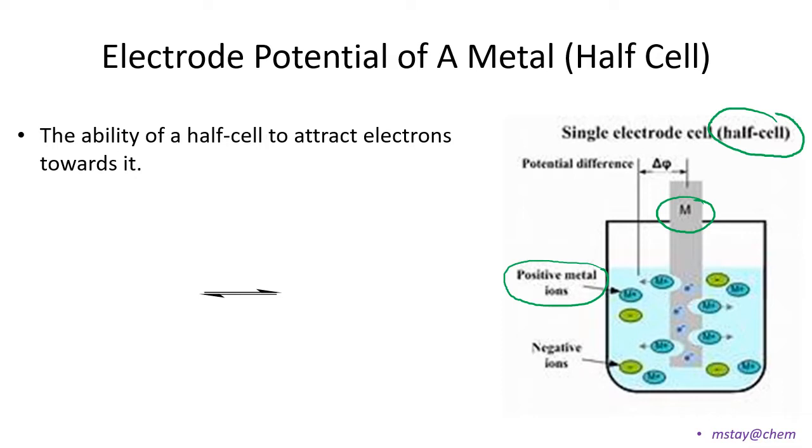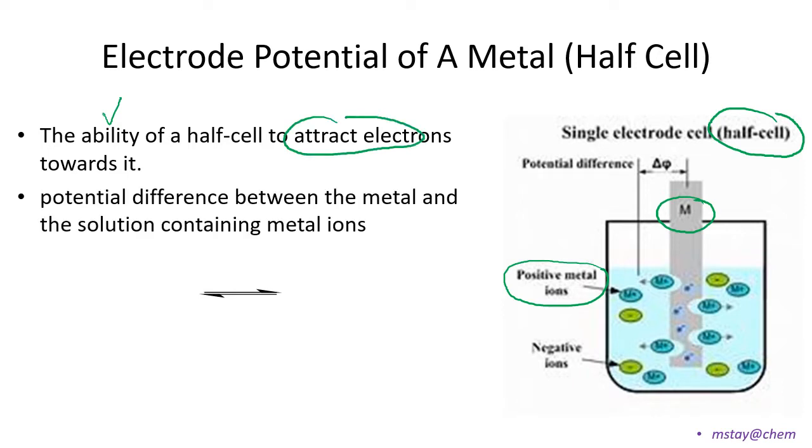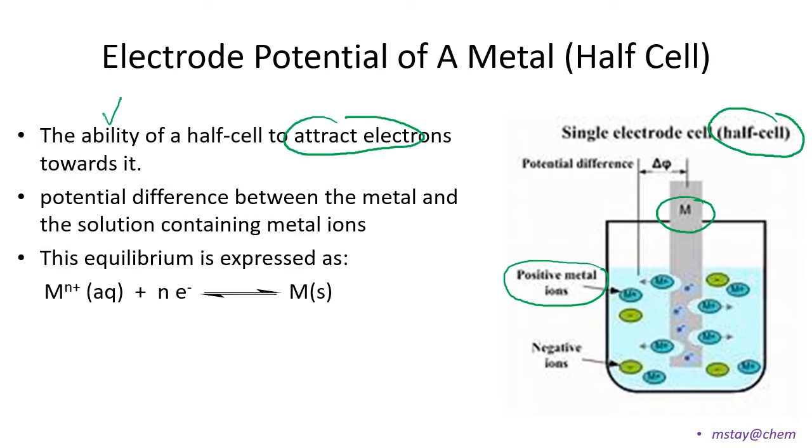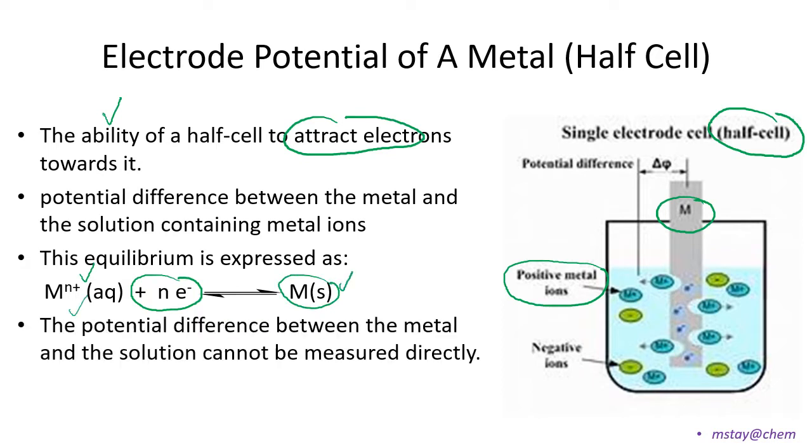Basically, in Bahasa it is called keupayaan, the ability to attract the electrons towards it. In other terms, we can say it is the potential difference between the metal and the solution containing the metal ions. So the equation can be represented like this. The metal ions need to gain electrons to form metal. So we want to find the potential difference between the metal ion and the metal.